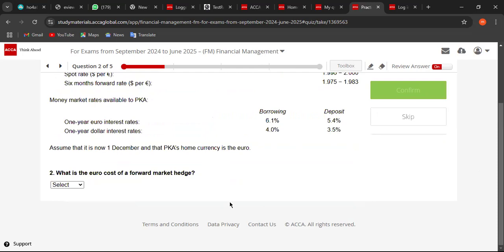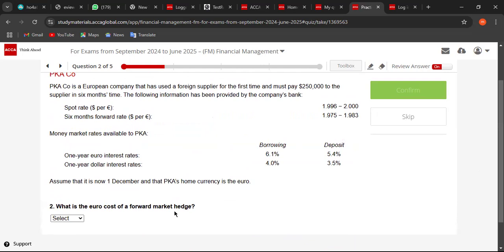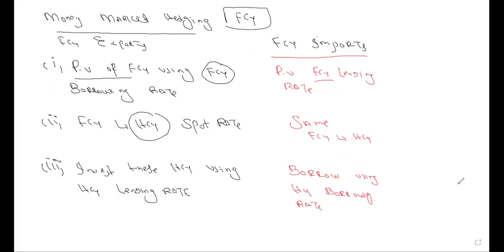Now, the second question, examiner is asking, what is the euro cost of a forward market hedge? Now, examiner has given you the two forward rates. Which forward rate we will choose, guys? Now, see, many students are asking me, sir, when we have been provided the two rates, which rate we have to use? I am giving you people a very clear explanation, guys. Try to understand.